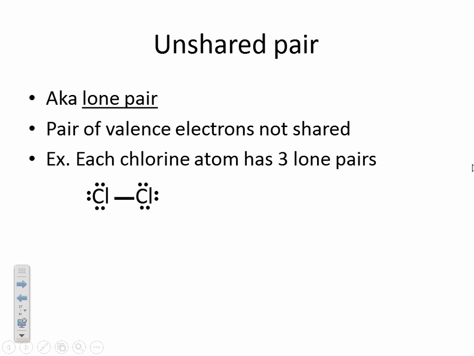So for an example here, we have our chlorine structure back again. Each chlorine atom here has 3 lone pairs. So 1, 2, 3 lone pairs, right? A total of 6 electrons, yes, but 3 lone pairs. And again, 1, 2, 3.